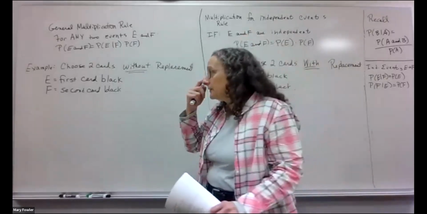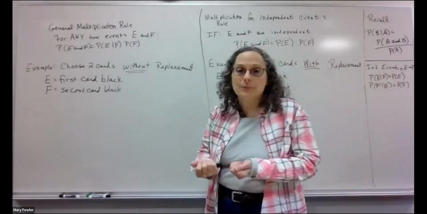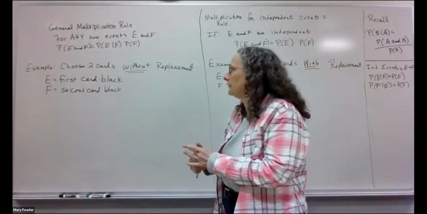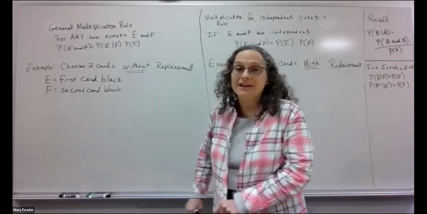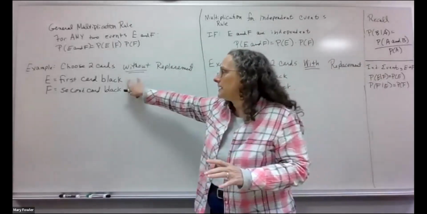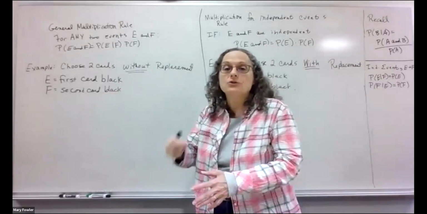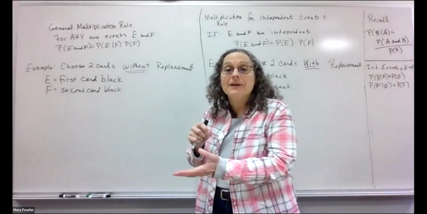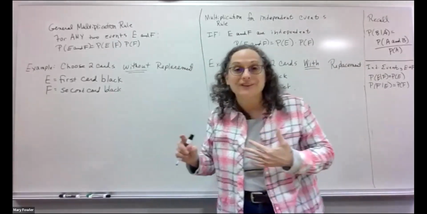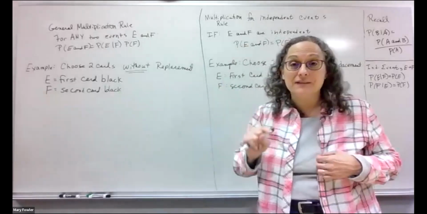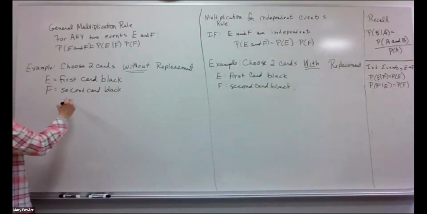All right, so I wanted to give an example and see how this works. Suppose we choose 2 cards from a deck of 52 cards, without replacement. So then, if we let E be the first card is black and F be the second card is black, we can see that once we choose a black card in the first draw, the probabilities of choosing a black card in the second draw have shifted because that first card is no longer in the deck. So let's look at this.